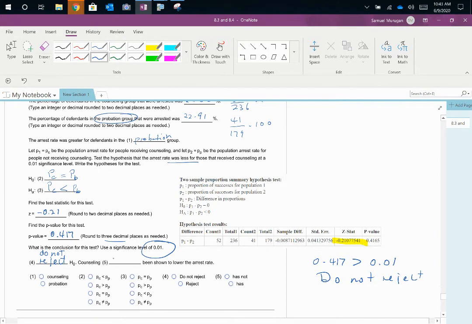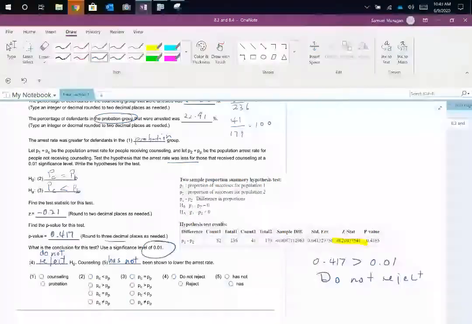Counseling has not been shown to lower the arrest rate. Okay? The null hypothesis is that counseling has lowered the arrest rate, is less than for people receiving counseling is less than people who are out on probation.